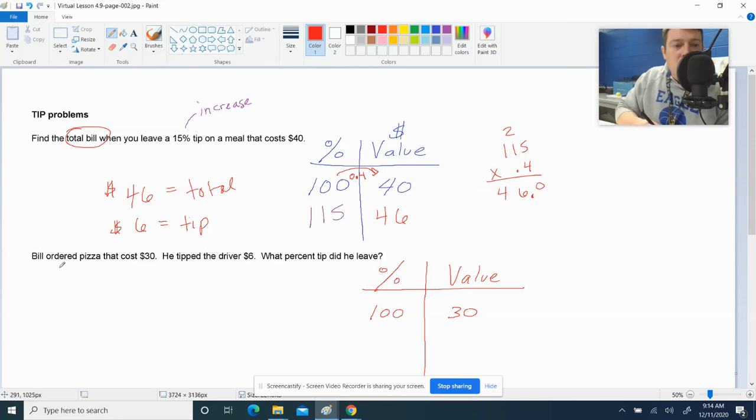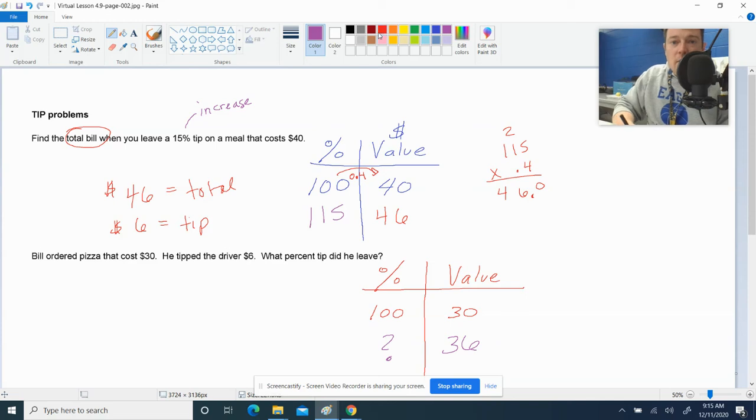Okay. So Bill orders a pizza that costs $30, or maybe it's a series of pizzas and cheese sticks or breadsticks, whatever, but he tips his driver $6 when he comes and delivers it. So my question to you is, what percent tip did he leave? Well, we know that $30 is the value of everything that he paid for the pizza. But with the extra tip, we don't know what percentage he went up to, but we know that he ended up with $6 more paid, so that would be a value of 36.